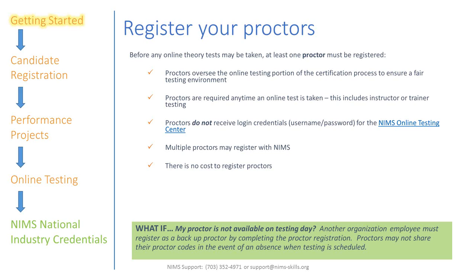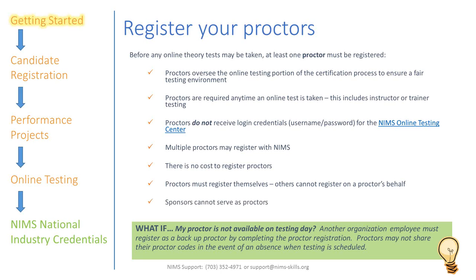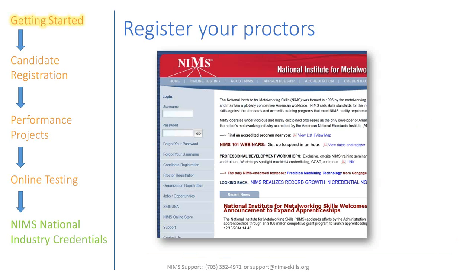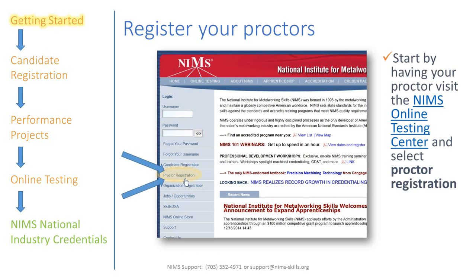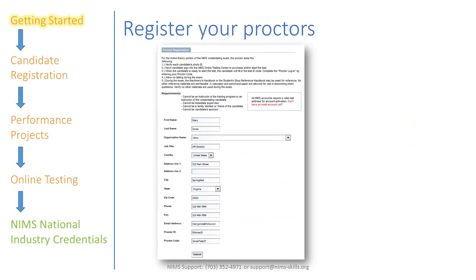Just two things to remember when you select your test proctor. Number one, proctors need to register themselves. Another employee cannot register a proctor on his or her behalf. Number two, sponsors cannot serve as proctors. To register your proctors, go to the NIMS website and click Proctor Registration. On the proctor registration form, the proctor will personally complete all fields to reflect his or her contact info at your organization.